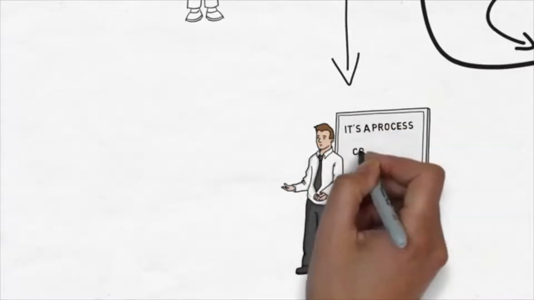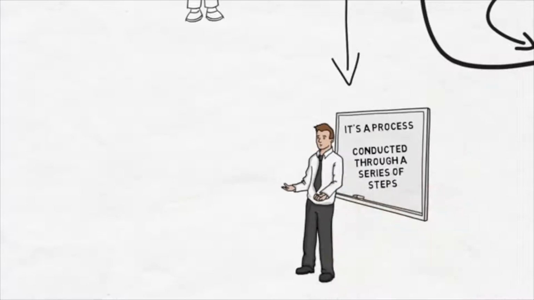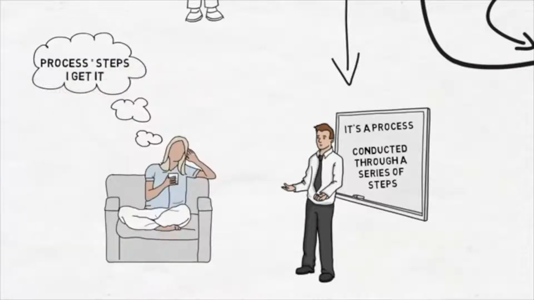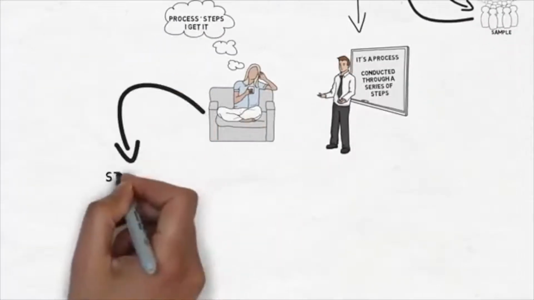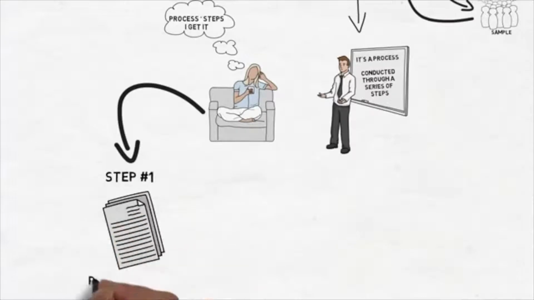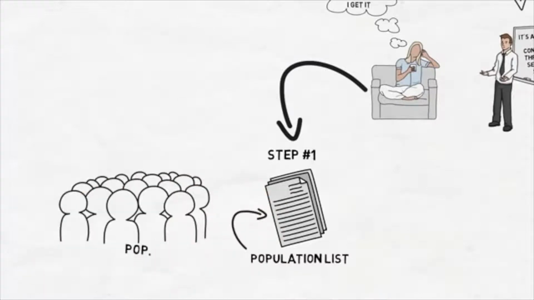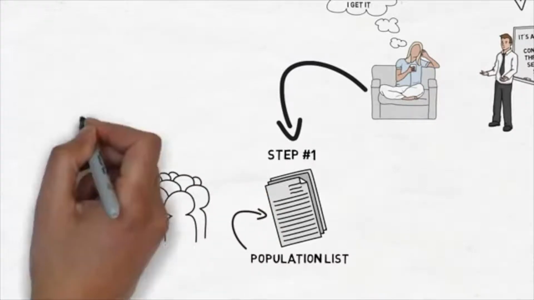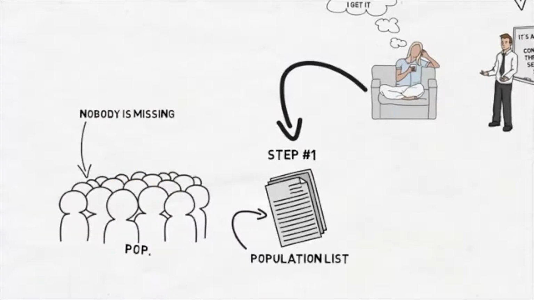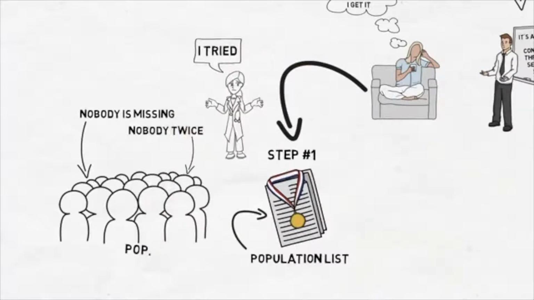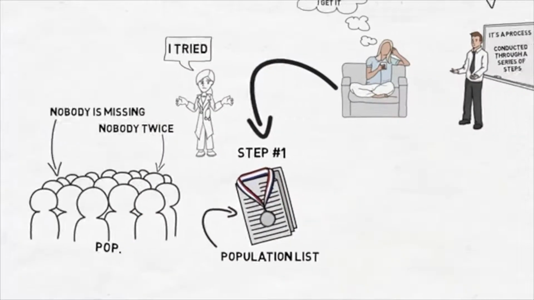Well, as it turns out, systematic random sampling is very much a process conducted through a series of steps. Perhaps this is not surprising given its title, systematic sampling. Step 1 of this process involves acquiring a list of everybody in our population. Just like in simple random sampling, in systematic sampling, the quality of the list matters a lot. Essentially, we want a list that has no omissions, that is, nobody is missing, and no duplications, where nobody appears more than once. It's important to keep in mind that just like in SRS, perfection is the goal, but not the reality, and we often have to settle for an imperfect list.